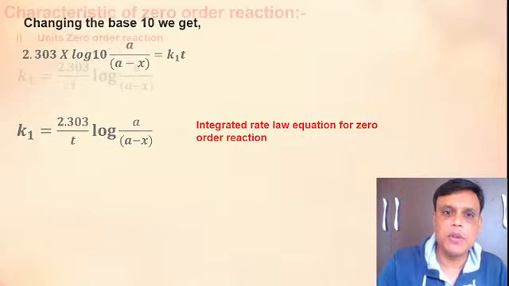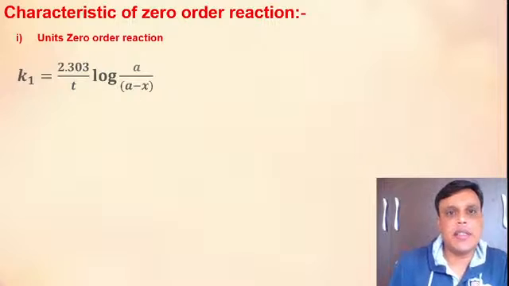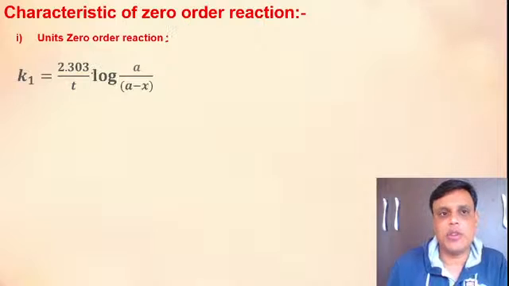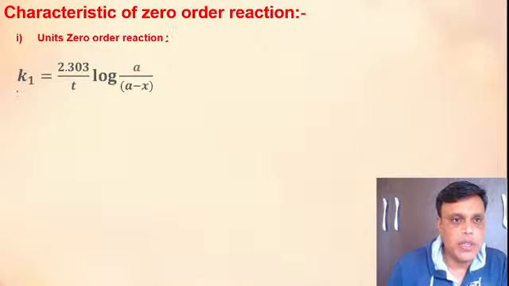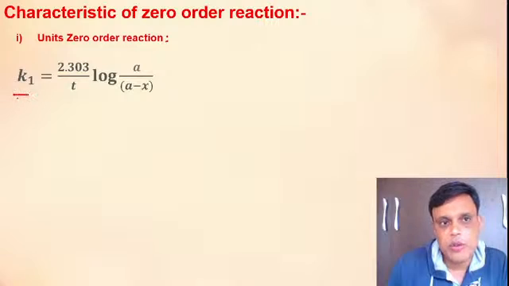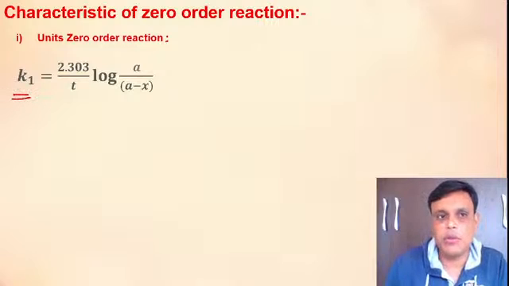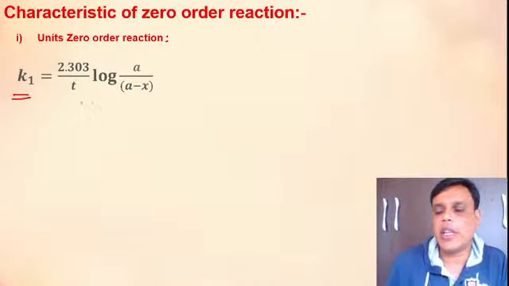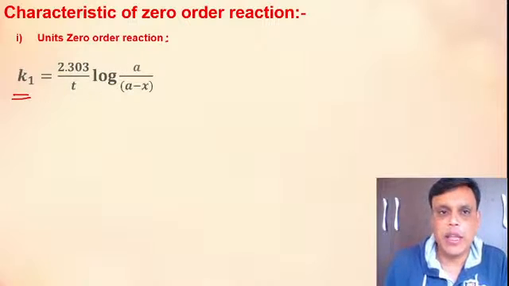Okay, so now we will see the characteristics for first order reaction, and the first characteristic we will see is unit. So we start with this equation. This is your integrated rate law equation for first order reaction. I have told you we have to start with this equation only. K1 is equal to 2.303 divided by t log a by a minus x.